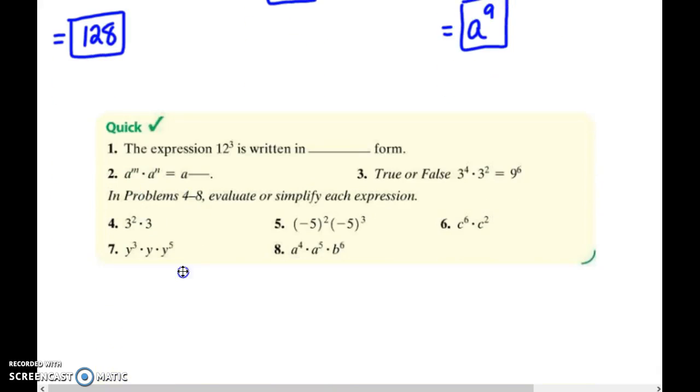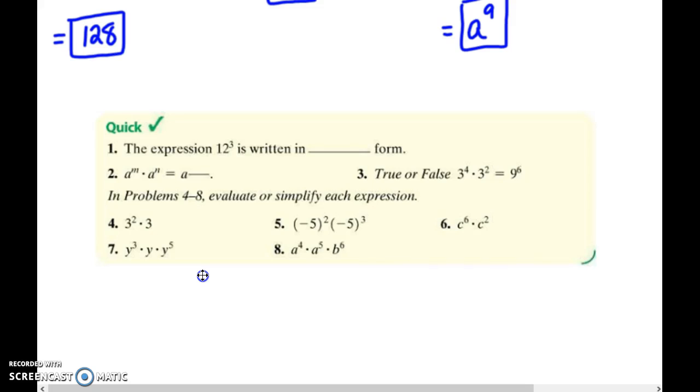All right, so now pause the video and try this quick check. If you're short on time, then just try the odd ones. Okay, so back to our lecture. Hopefully you tried the quick check.